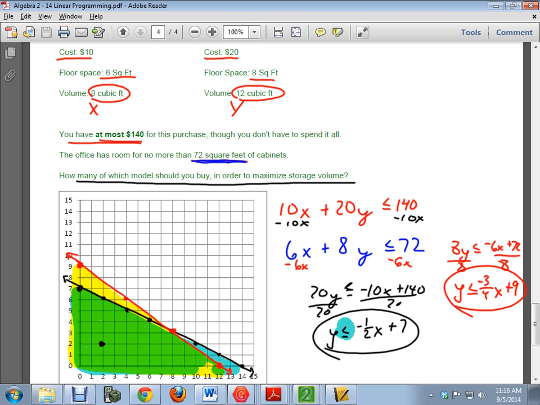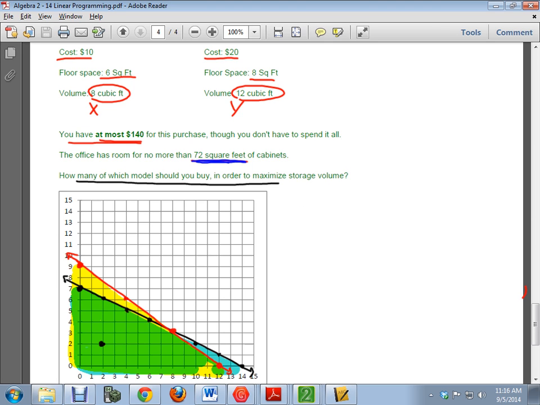And the question really says, how many should we buy of each in order to maximize the storage volume? So what we've neglected to do is come up with a storage volume equation, something that will maximize that. We know that the volume of what we purchase is going to be equal to 8 cubic feet times the number of the cabinet X's that we're going to buy, and 12 cubic feet times the number of cabinet Y's that we will buy. So this is my volume equation. We're going to try to maximize this volume equation.